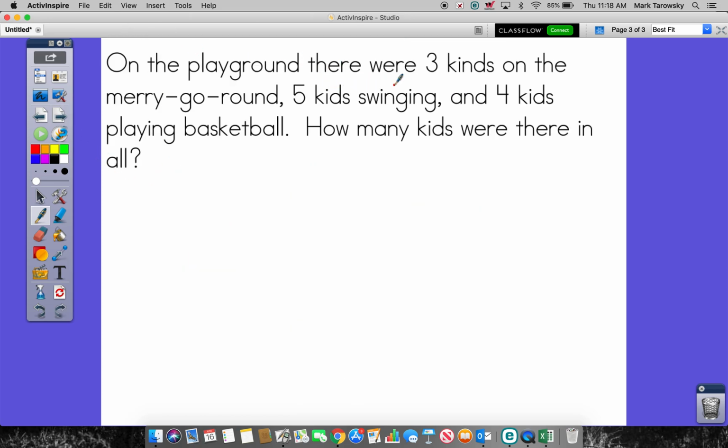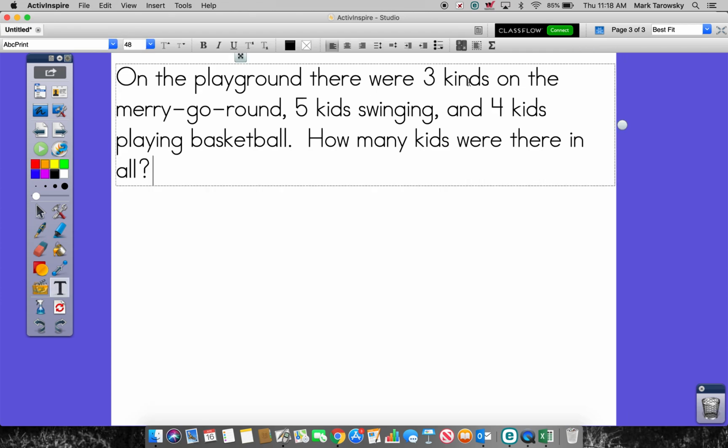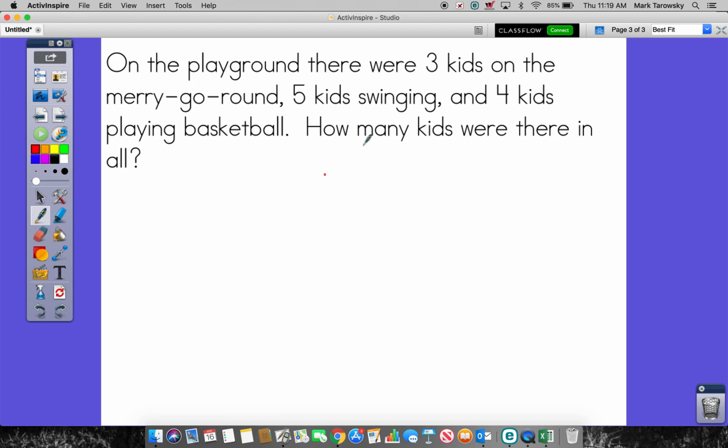All right, one more practice one. On the merry-go-round, there were 3, and here's what's really funny. I noticed a typo. Yikes. There were 3 kids on the merry-go-round, 5 kids swinging, and 4 kids playing basketball. How many kids were there in all? All right. So we've got 3 kids on the merry-go-round, 5 swinging, and 4 playing basketball.